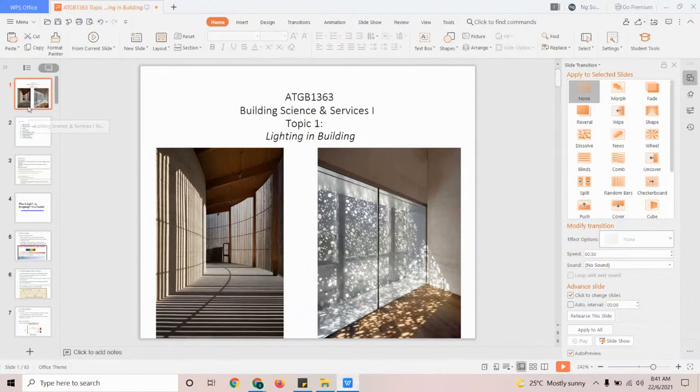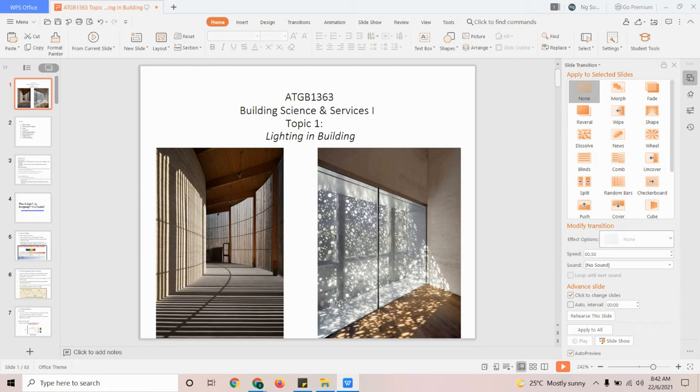Okay, so this is your Topic 1, Building Science and Services 1: Lighting in Building. As previously mentioned, when we are talking about lighting in a building, there's actually a mixture of natural light and artificial light in a building.